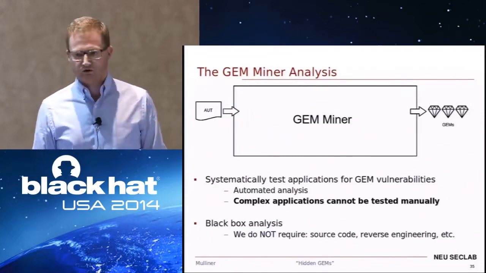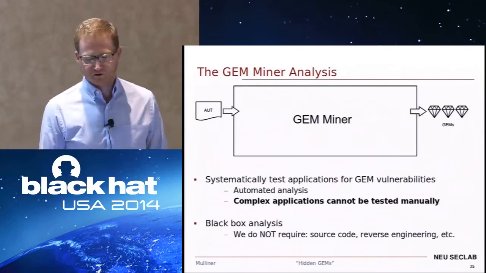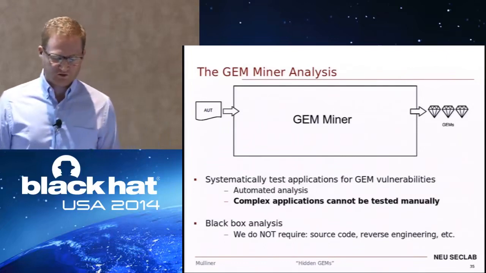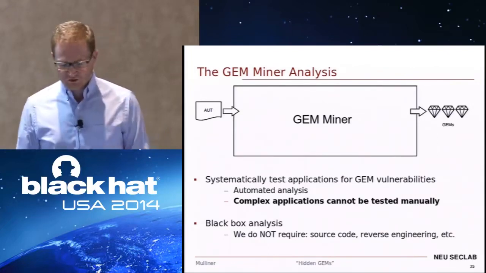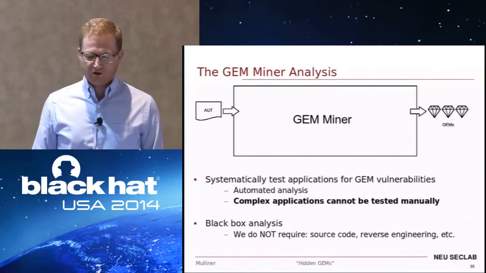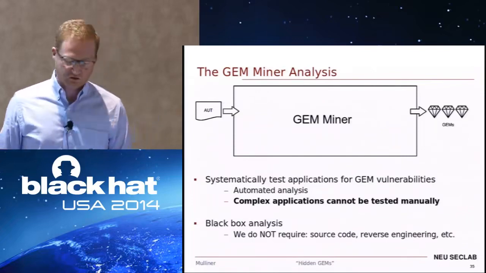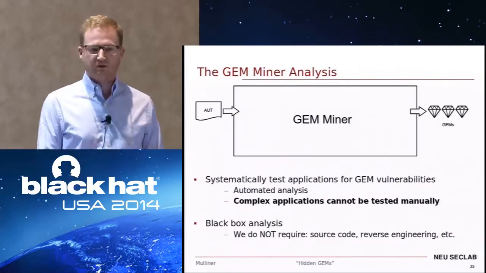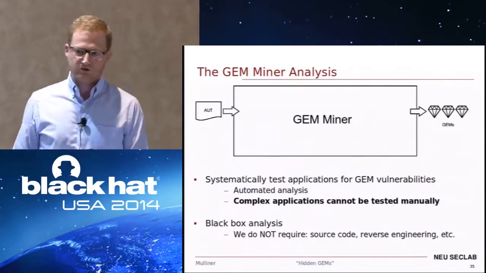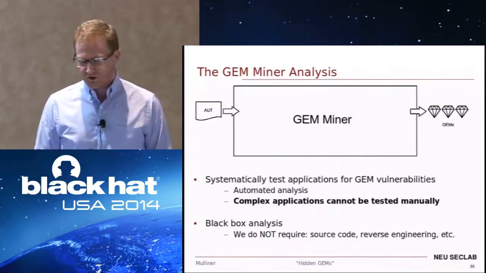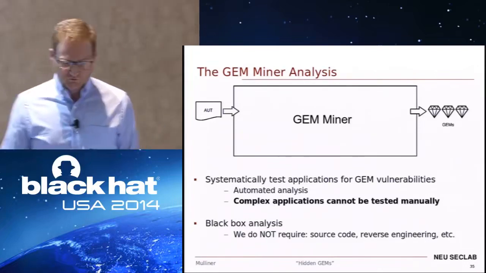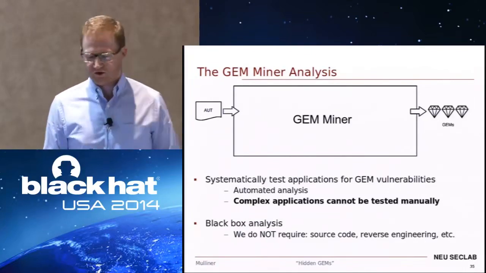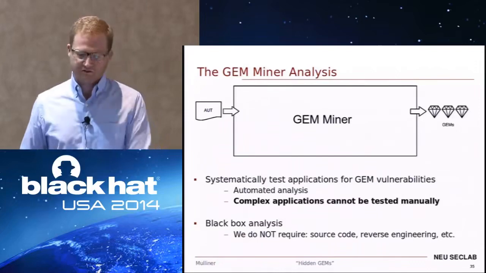Also, you would rather drink coffee, go back and then look at the results. The whole idea is to do this analysis in a black box fashion, because then we don't need access to source code. We don't need to reverse engineer stuff. It just makes things easier. Also, we don't need to care whether this is a managed .NET application or a native application. So our system, which we call Gem Miner, works like this: you put your application under test in on the left side, and on the right side you get out your gems.